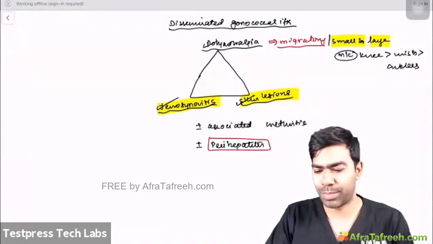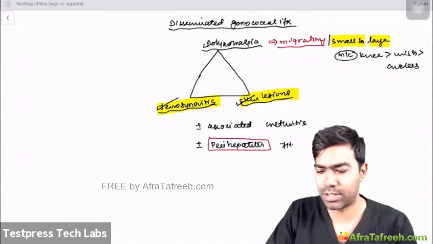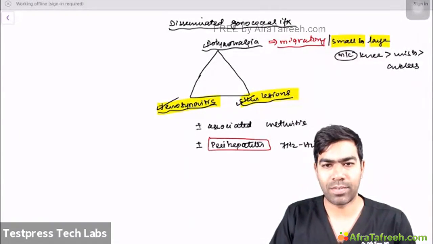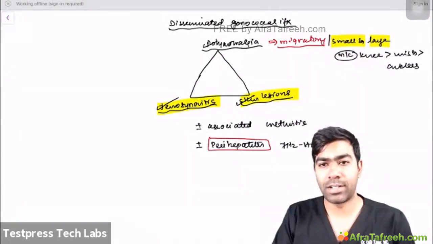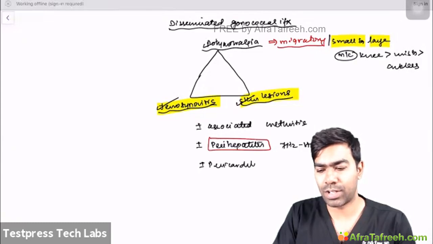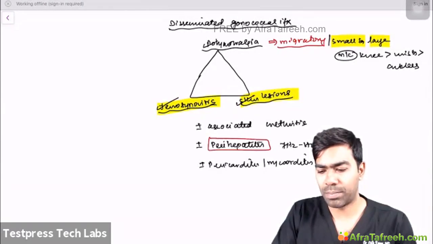Yeah, of course. Perihepatitis, but it's a very rare complication that's called Fitz-Hugh-Curtis syndrome. But nevertheless, I don't think this will be asked in exams, by the way. That's a perihepatitis, and they can have associated pericarditis, associated myocarditis, associated meningitis, and associated osteomyelitis as well.